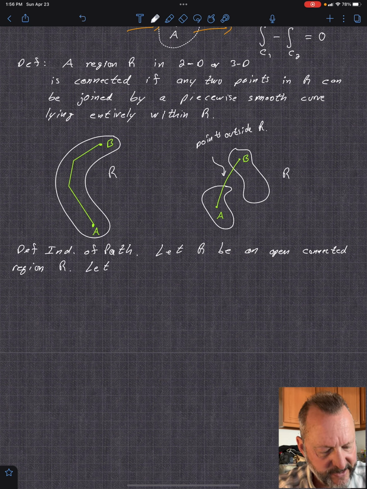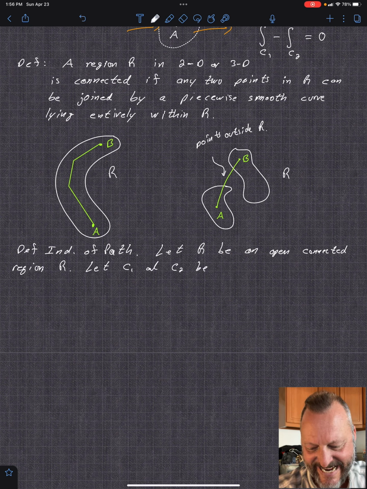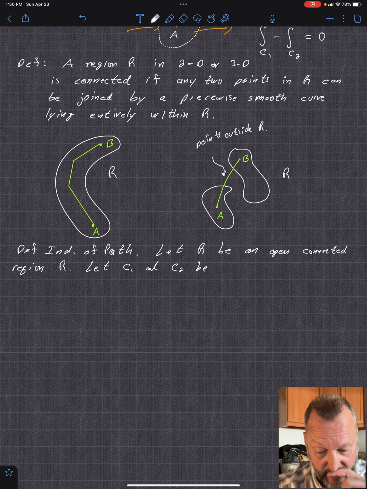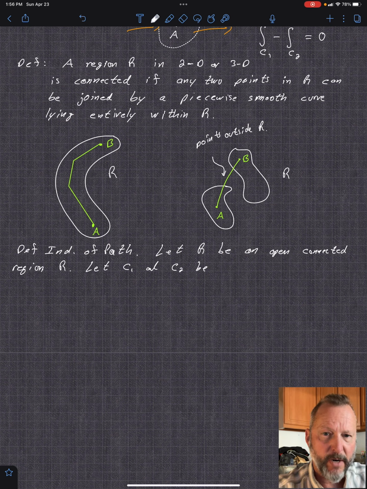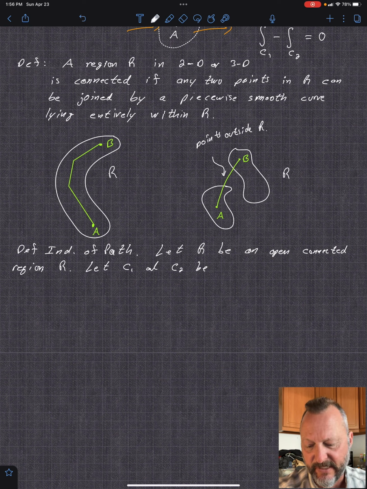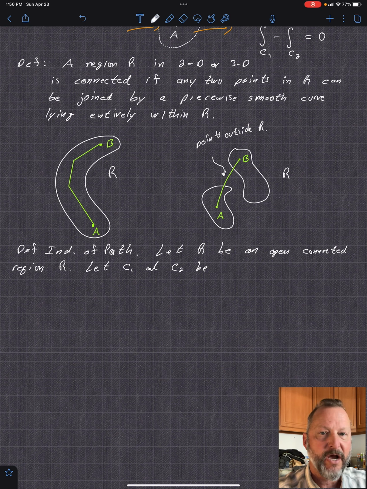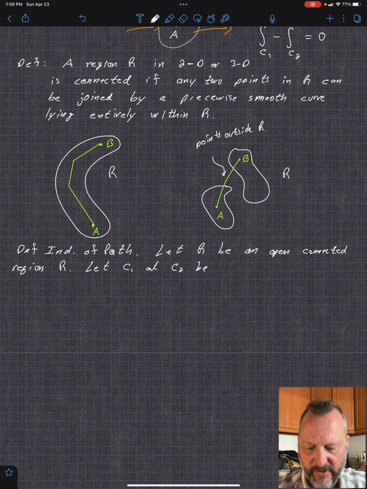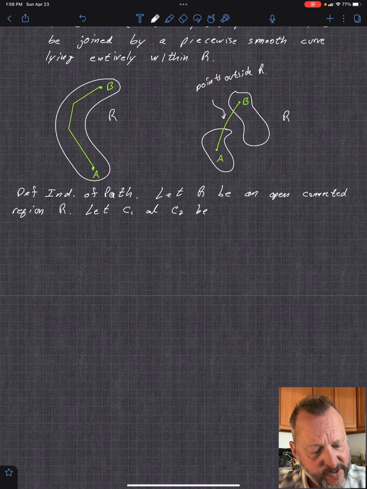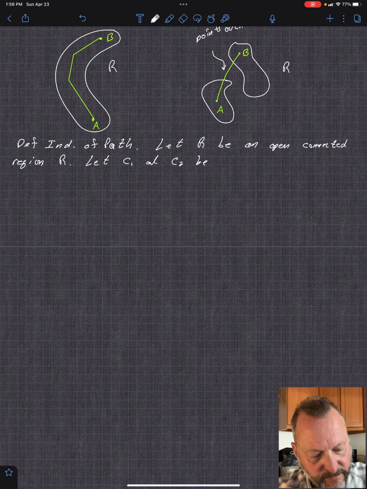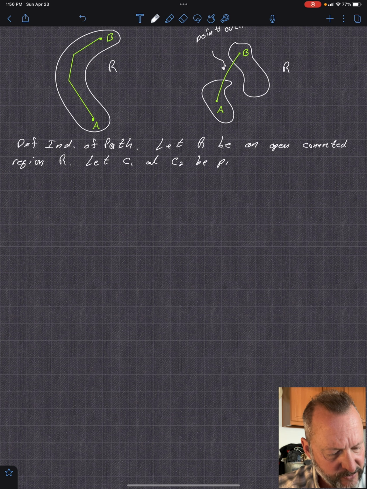Let C1 and C2 be any... Well, I'm not going to say it. They're arbitrary by the way I'm defining it, so I'm going to leave that statement out. Let C1 and C2 be piecewise smooth curves lying entirely within R. By not describing what they are, they're obviously arbitrary. Implied to be arbitrary.